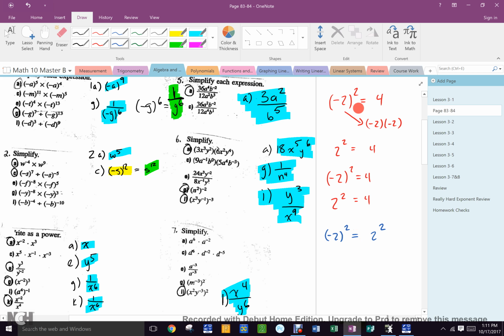Does everybody follow this logic? That is why this negative g to the 6th is the same as positive g to the 6th, because the negative is part of the base and the exponent is even. Is everybody cool with that? That is also why negative s to the 12th is the same as positive s to the 12th. Good?